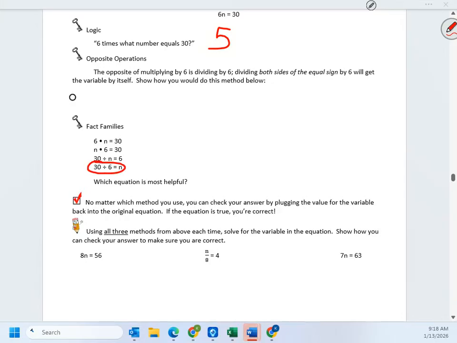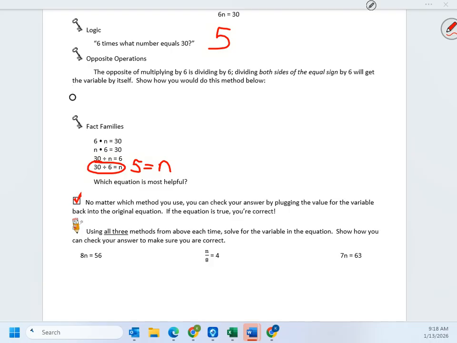Yeah. So 30 divided by 6, we know is 5. So 5 equals n. Same answer. Different way that we went about getting it, but we're getting the same answer. Right? Different methods.